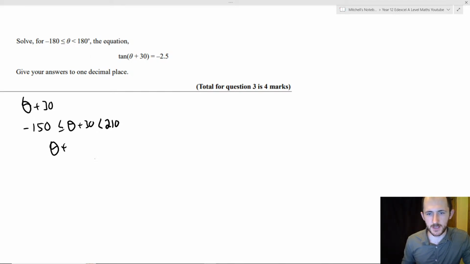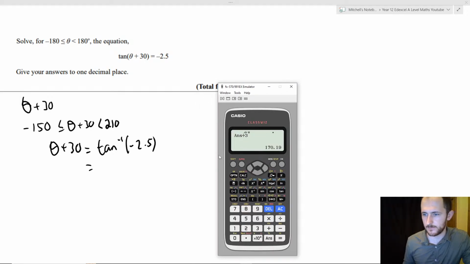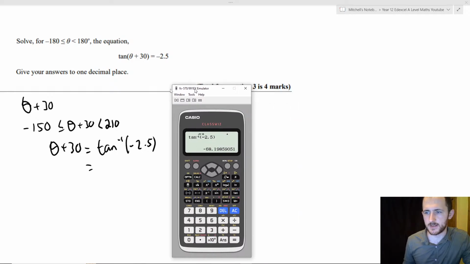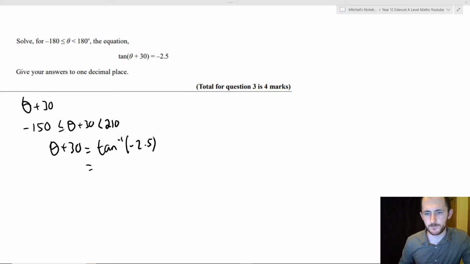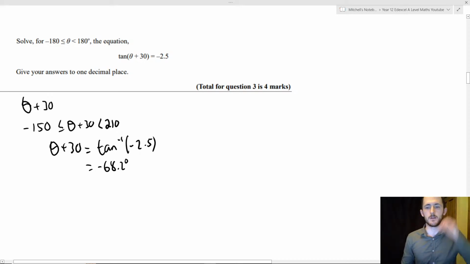You will lose a mark for every additional value that is not on the mark scheme, so please be careful. So theta plus 30 is just equal to the inverse tan of minus 2.5, which equals, again, minus 68, and this is one decimal place, so minus 68.2. Perfection.